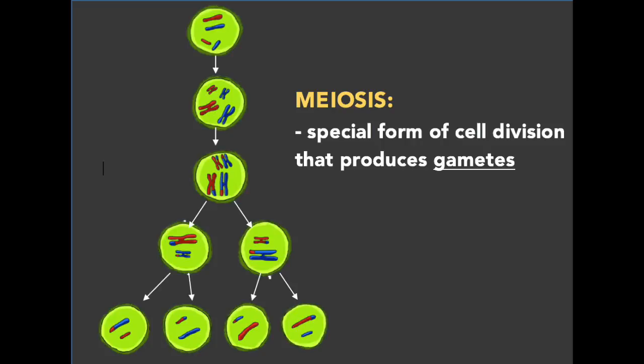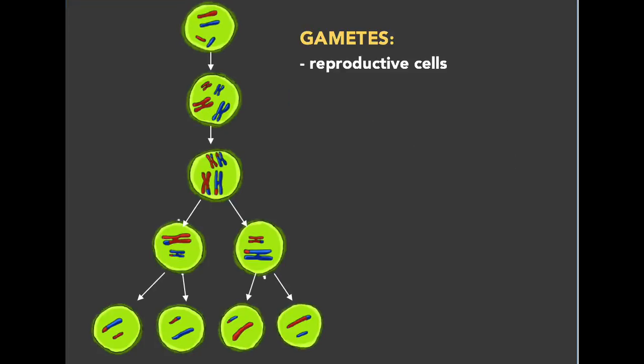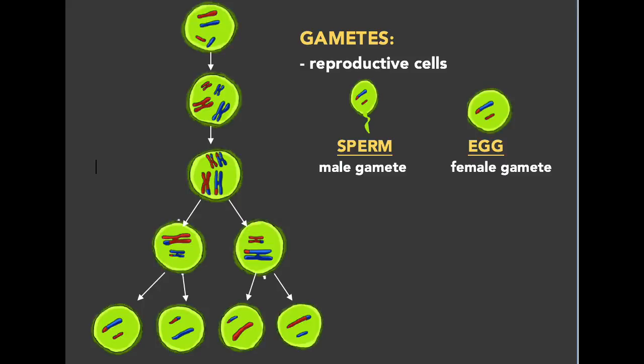Meiosis is a specialized form of cell division that produces gametes. A gamete is a reproductive cell that contains half the genetic material of the original cell. In males, the gametes produced by meiosis are called sperm cells. In females, the gametes produced are called egg cells.